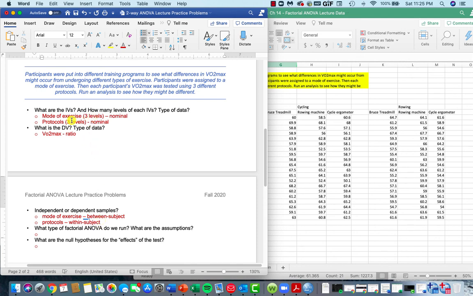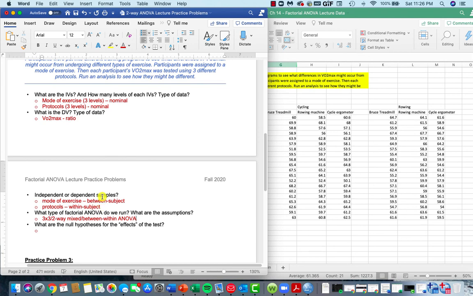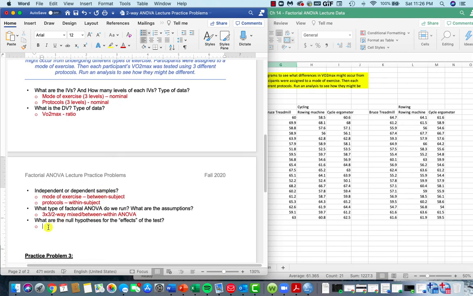We're going to have a 3 by 3 because that's indicating the levels. So we can either use the 3 by 3 or the 2-way notation. And then we're indicating that we either have a mixed, or you could type between, within, basically ANOVA, right? Again, many different ways that we can type this. Choose the way that you love the most, okay?